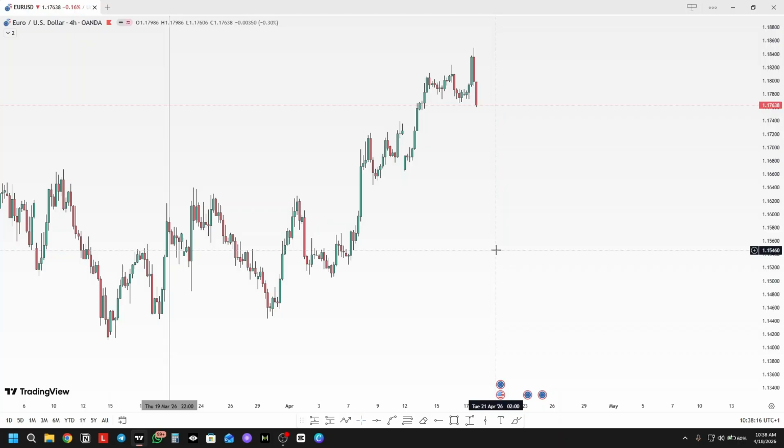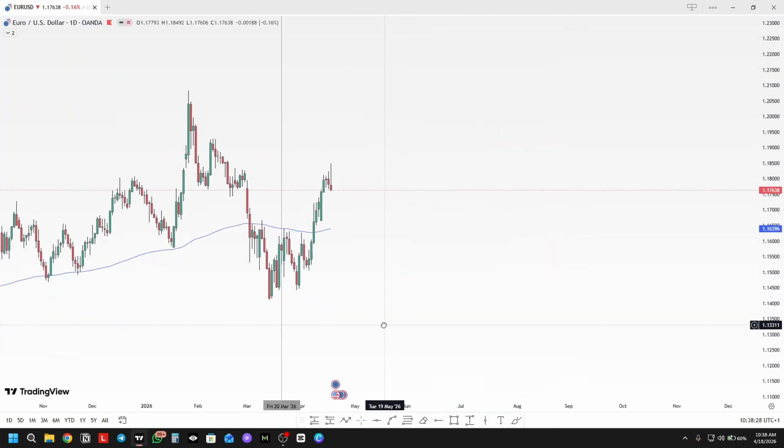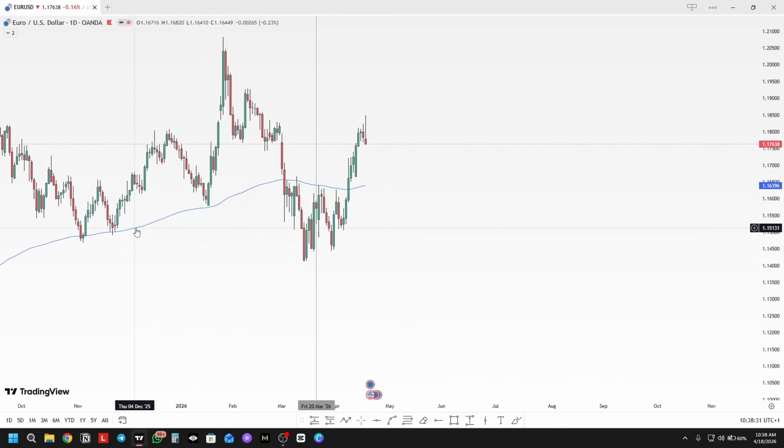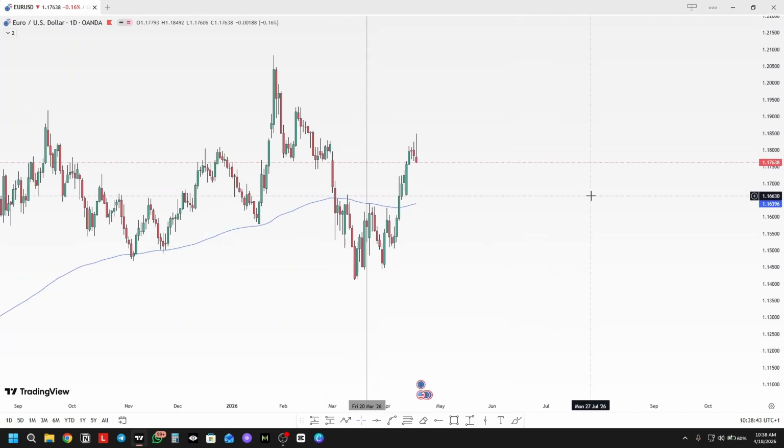You understand? So let's look for our bias on Euro USD, and I use the daily time frame to get my bias. So we'll go to the daily time frame. Okay, so as you can see, the price is above the 150 EMA. So to me, this is more like a bullish move. Euro is trying to make a bullish move. You understand? That is how I see it. And the second thing is you have to add a time range. You understand?